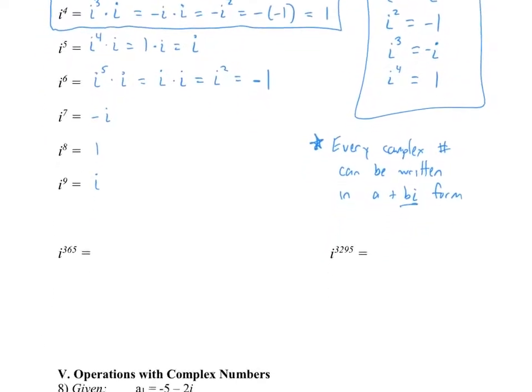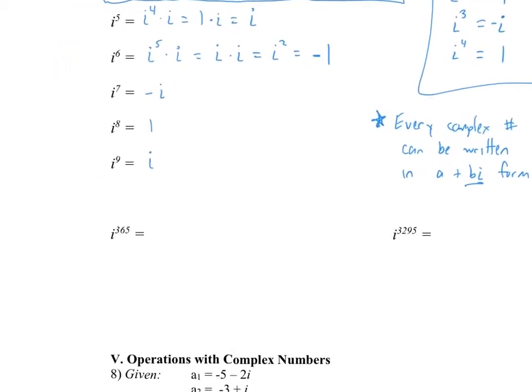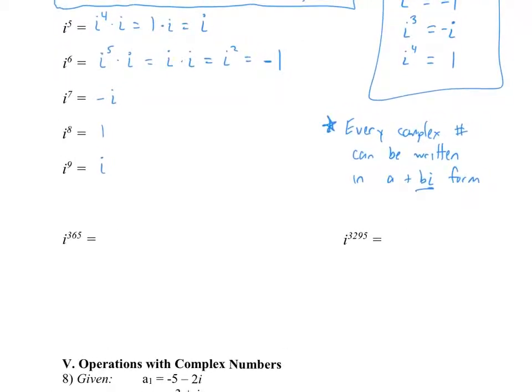So we can easily see in this next example, we can figure out what i to the 365 is. All we have to do is take 365 and divide that by 4. So I know that goes in 9 times. There's 36. Bring down your 5. So I got 91. 4 subtract. Get 1. I got 91 with a remainder of 1.